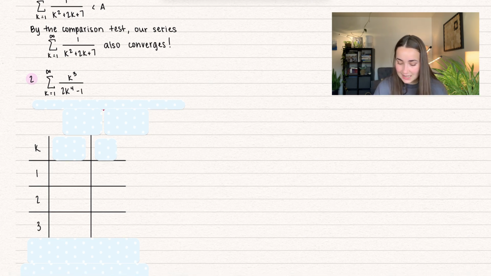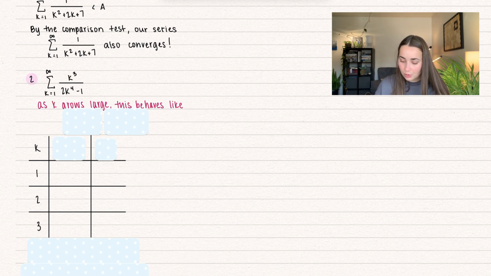Here we have the series k cubed over 2k to the power of 4 minus 1. So notice what we have here. As k grows really, really large, this is just going to behave like the summation of k equals 1 to infinity of k cubed over 2k to the power of 4, right? When you're subtracting 1 from a super large number, it's not going to make much of a difference, right? And this we can simplify down to the summation k equals 1 to infinity of 1 over 2k, right? So that's another strategy you can use.